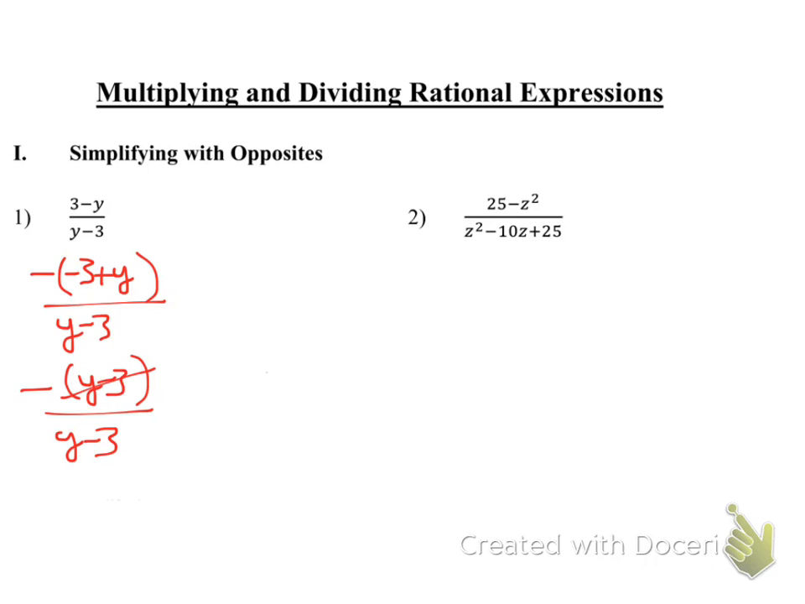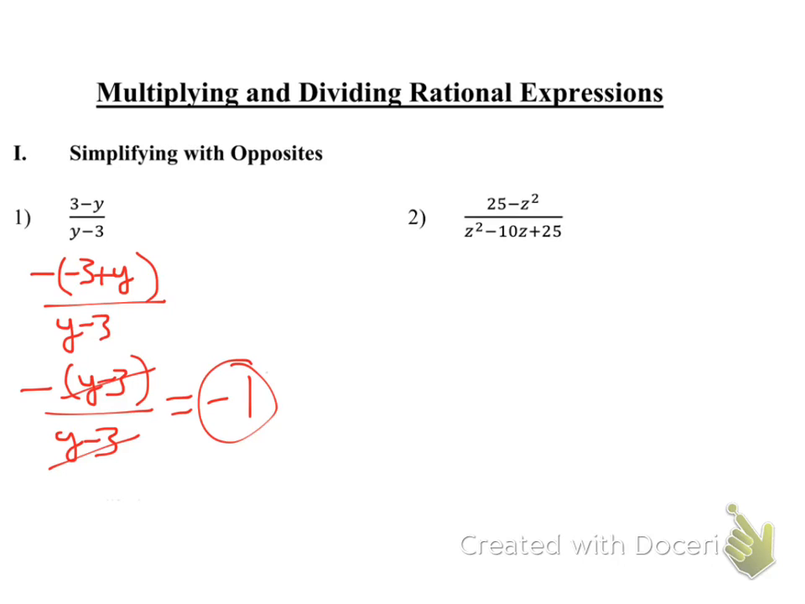Because these cancel out, anything over itself cancels out, and you're left with a negative on top and a 1 on the bottom, so overall, a negative 1. When you get opposites, you get that negative 1. So let's put this into something a little closer to what you'll get.